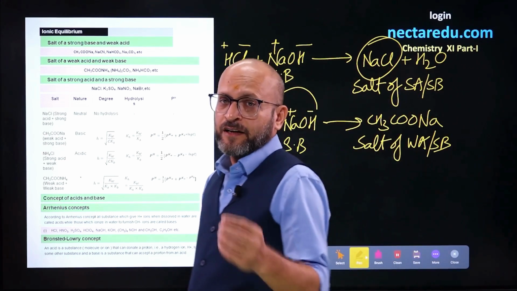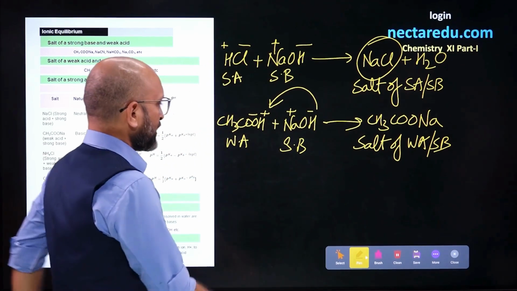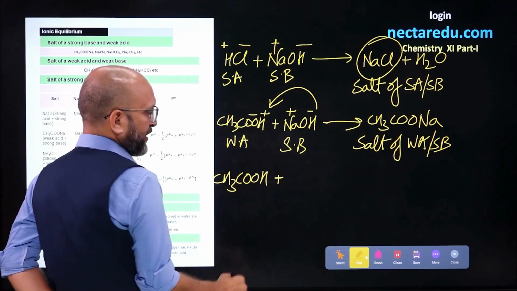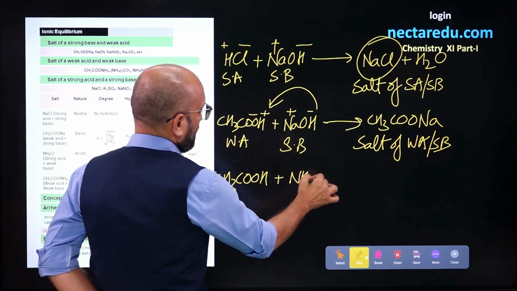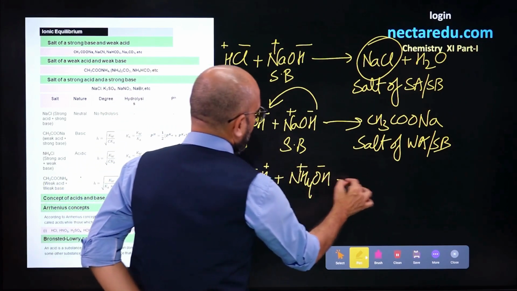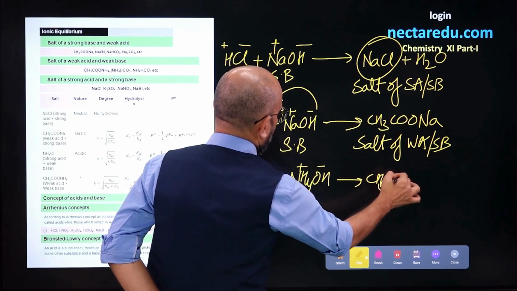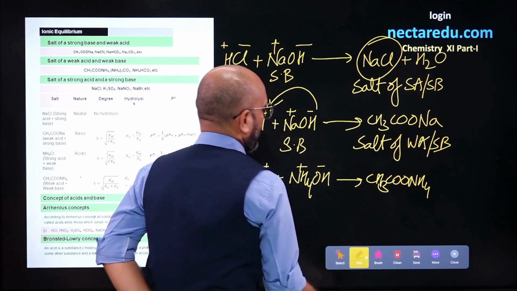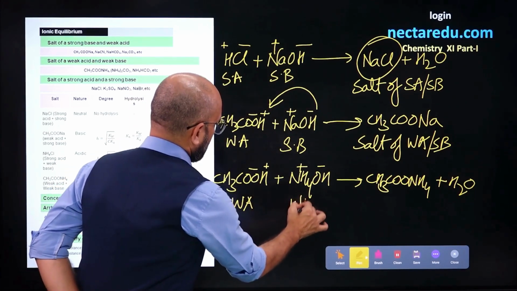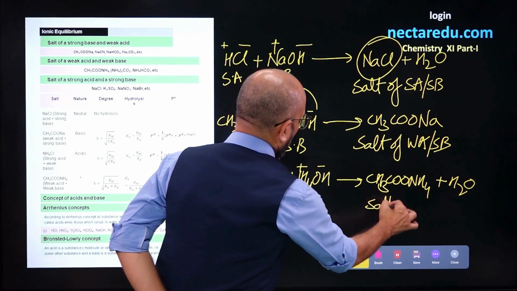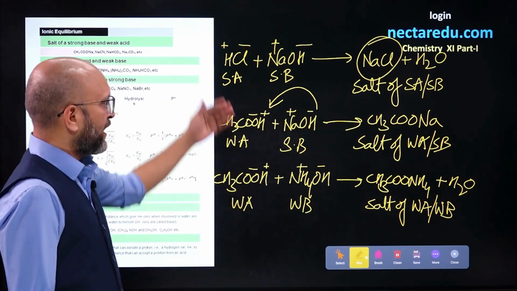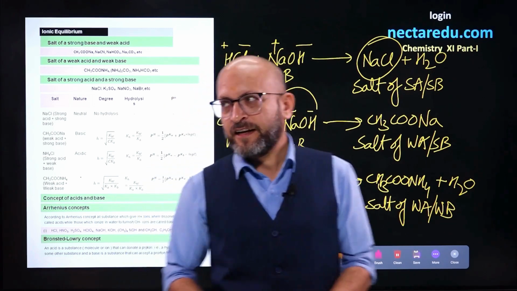Similarly, we can have a salt of a weak acid and a weak base. For example, if I take a weak acid, acetic acid, and a weak base, ammonium hydroxide, and you form a salt out of this, you have NH4 plus, OH minus. So you get ammonium acetate, CH3COONH4, and along with that you will get water. So this is a weak acid, this is a weak base. So the salt formed is a salt of a weak acid along with a weak base. All right. So these are a few categories of salts we can produce.